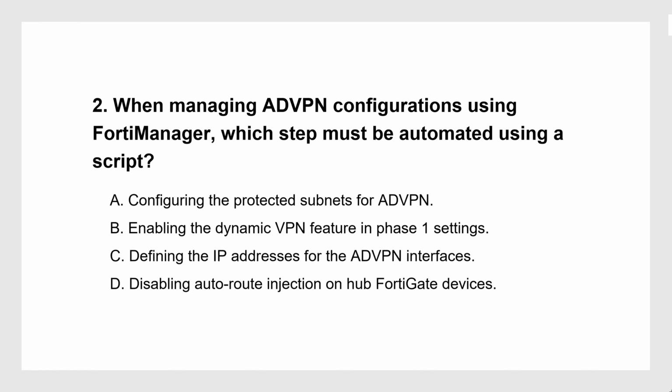So the correct answer is: to make AD/VPN work, the Phase 1 settings need the dynamic VPN feature turned on so tunnels can be created automatically when needed. FortiManager can automate this step, saving you from doing it manually.